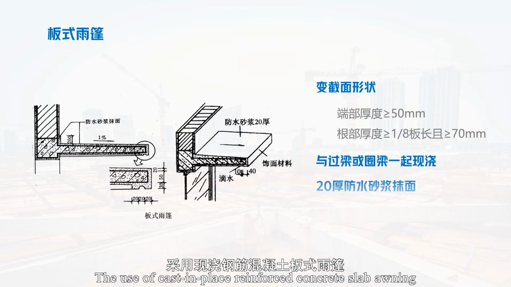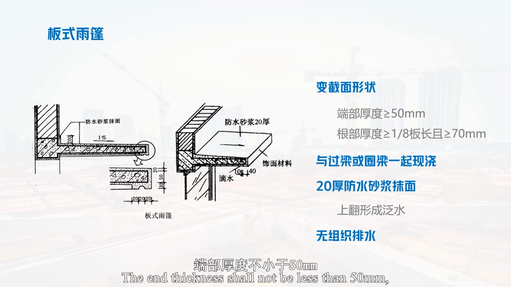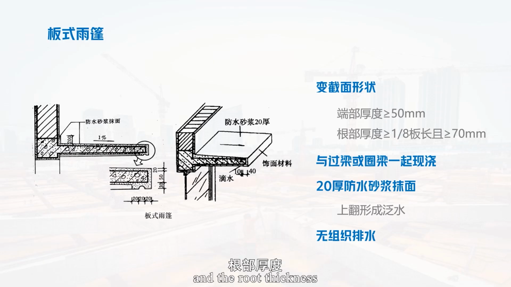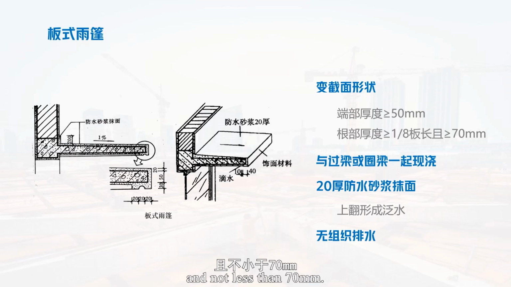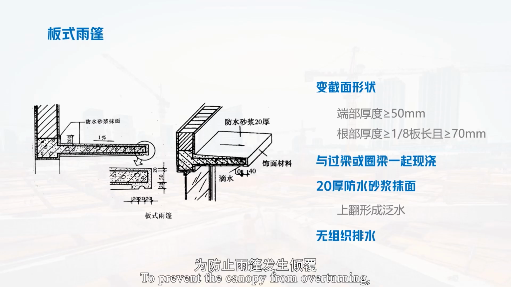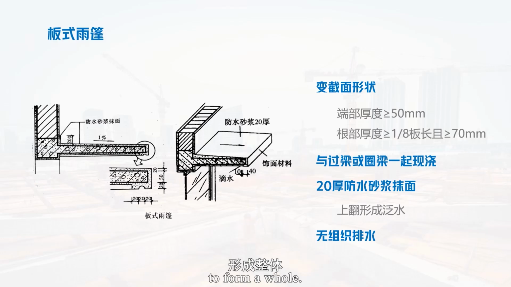A cast-in-place reinforced concrete slab awning can generally be made with a variable cross-section. The end thickness shall not be less than 50 mm, and the root thickness shall not be less than 1/8 of the slab length, and not less than 70 mm. To prevent the canopy from overturning, we also need to cast the canopy together with the lintel or ring beam over the door to form a whole.